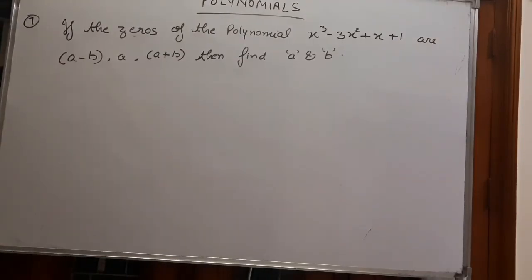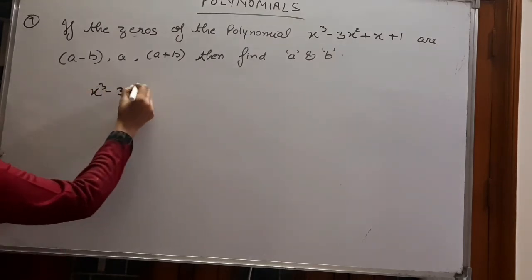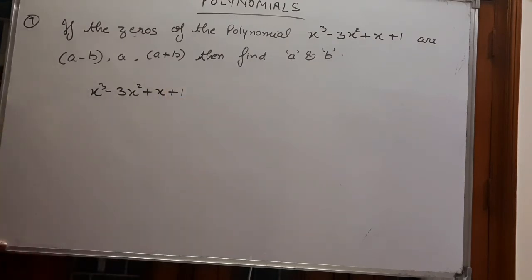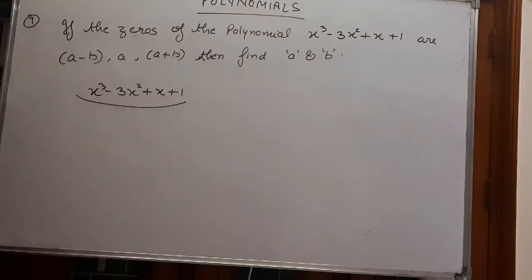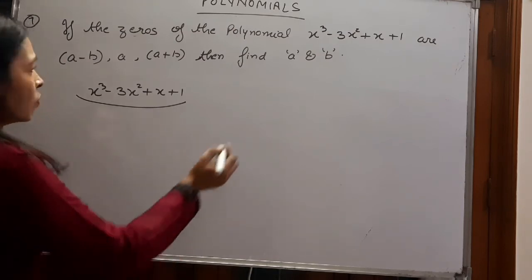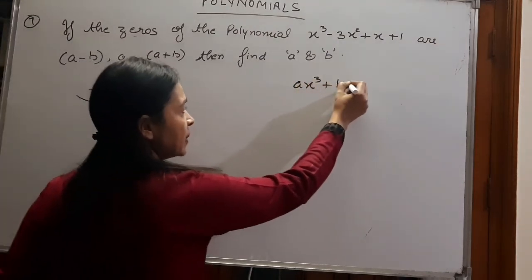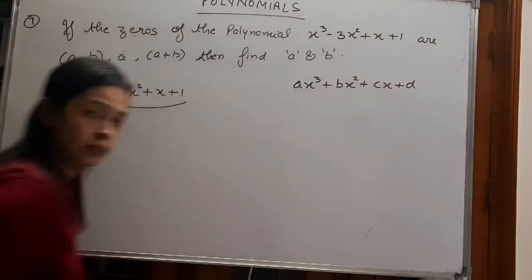If the zeros of a polynomial x cube minus 3x square plus x plus 1 are a minus b, a and a plus b. We have a cubic polynomial, and a cubic polynomial can have at most 3 zeros. We have to find the value of a and b. In case of a cubic polynomial, our general form is ax cube plus bx square plus cx plus d.